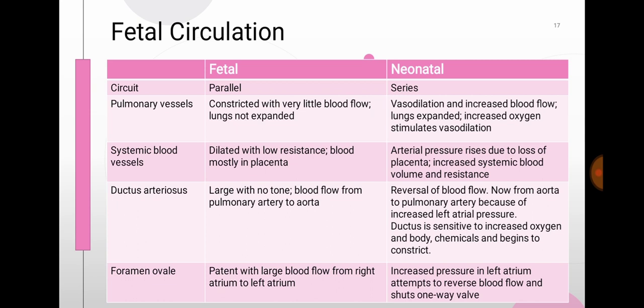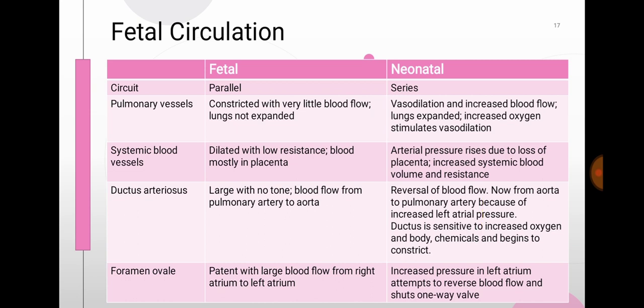Fetuses don't need to breathe inside the womb, so their lungs are collapsed and the circulation towards the lungs is closed. The pulmonary vessels are constricted with very little blood flow because the lungs are not expanded. After the first breath, the lungs expand, so your pulmonary vessels vasodilate and there's increased blood flow in the lungs. Increased oxygen stimulates this vasodilation. So imagine if the fetus is exposed to any hypoxic event, this would lead to your pulmonary vessels remaining vasoconstricted. The patient would have pulmonary hypertension.